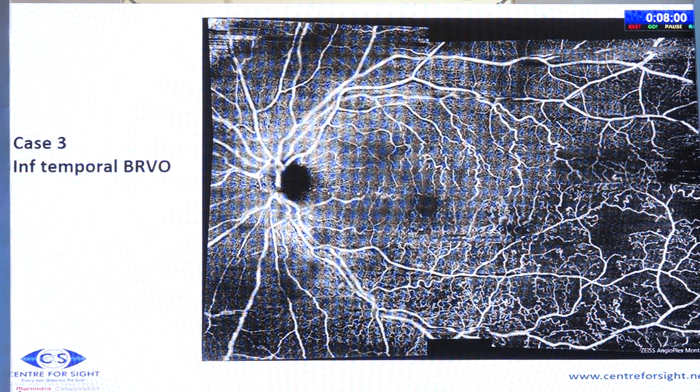Case 3 was a hypertensive female patient who came to us with macular edema and BRVO. This is a 6x6 montage image of this patient, and you see inferiorly there's an inferotemporal branch vein occlusion, and there are multiple non-perfused areas. You can see the superficial area which is non-perfused. The patient was advised PRP, but she refused, and she's still under follow-up.